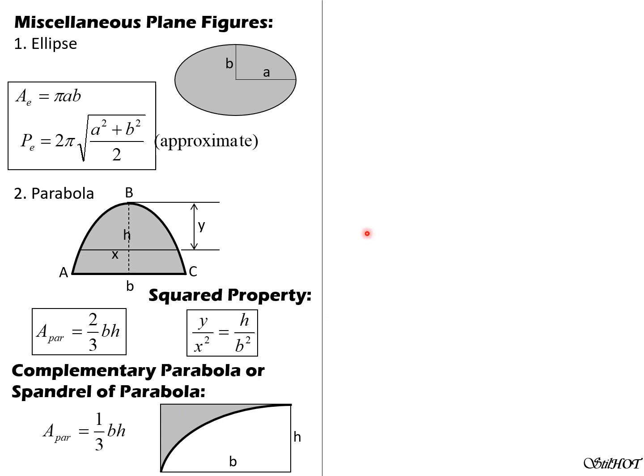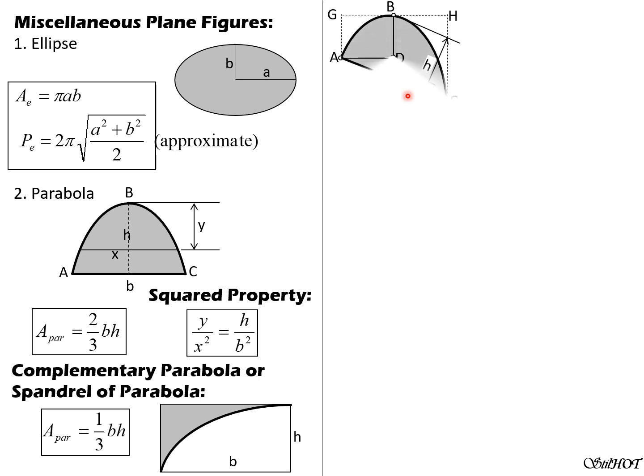Then if you are confronted with this figure here, normally a parabola bounded by a line, you can compute the area by calculus, which is by integration. Another way, this is my suggestion, is area of trapezoid minus area of spandrel at the left minus area of spandrel at the right. So that's the best way without integrating.